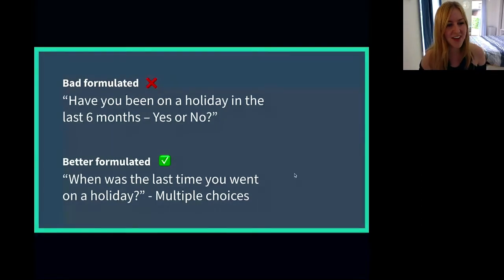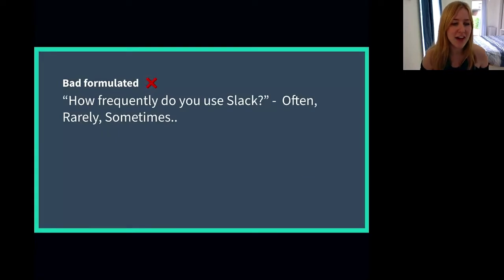And then here I have another question. How frequently do you use Slack? This question is not badly formulated. Actually, it's okay. The problem here is the answers. The answers here are often, rarely, sometimes. The problem is that often, what does it mean, often, or rarely, or sometimes? Often for me could be once per month, or it could be twice per month, or it could be once in 3 months. I mean, what often means for me doesn't mean the same thing for you. It's something subjective, and that's why it's a problem.